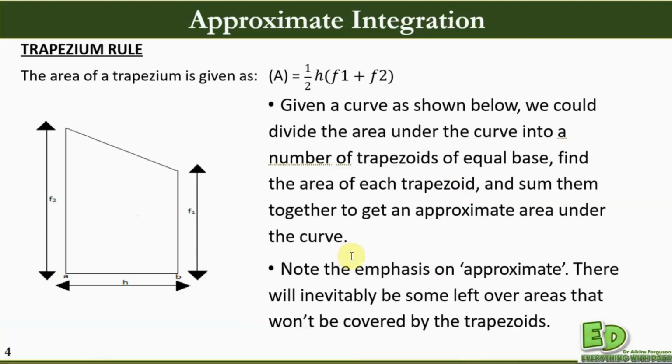Note the emphasis on approximate: there will inevitably be some leftover areas that won't be covered by the trapezoids. That is why it is approximate integration. We don't use the normal equal to sign; we use the curvy looking equal to sign, because when the curve is divided into equal sized trapeziums, there will be some leftovers. You're not going to be able to cover all of the curve with the trapezoids that we have.